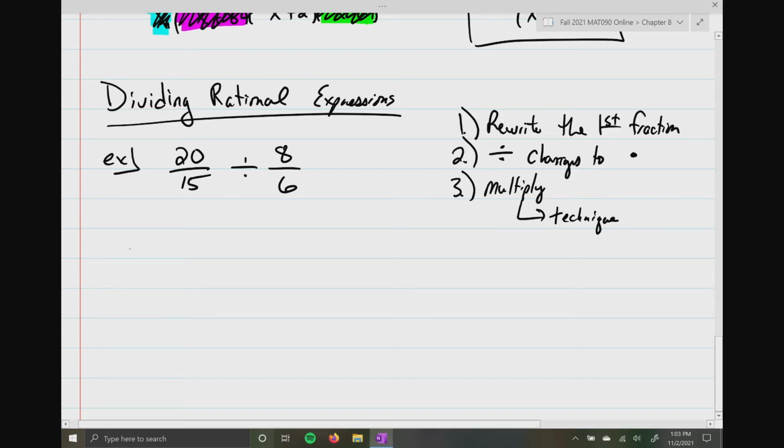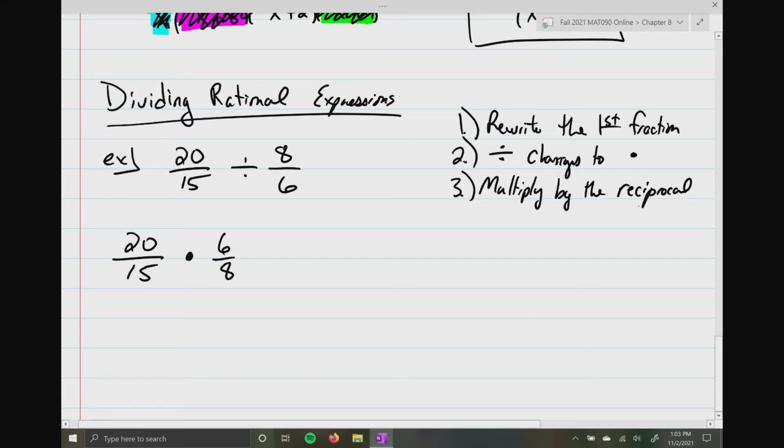So let me show you how this works. Step 1, you rewrite the first fraction. Step 2, the division symbol, I'm going to change it to a multiplication symbol. Step 3, 8 over 6 becomes 6 over 8. Oh, that was my step 3 I forgot to write. I'm sorry. Multiply by, I forgot the word reciprocal here. Reciprocal is a fancy word for flip. Multiply, remember, we have that technique that kicks in. I forgot to say multiply by the reciprocal. So please excuse me.